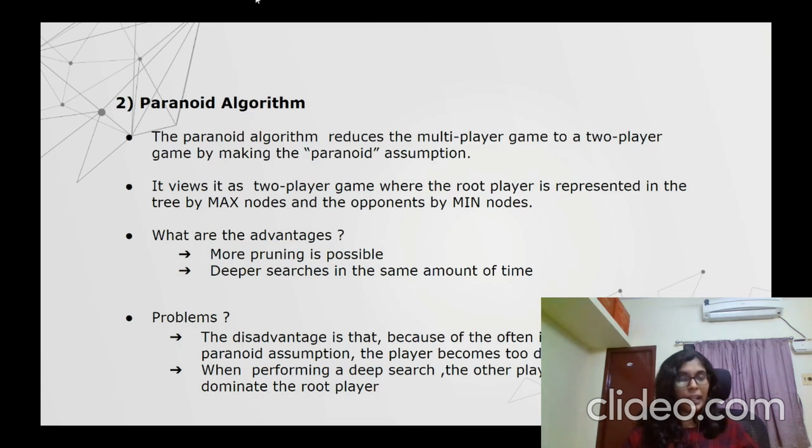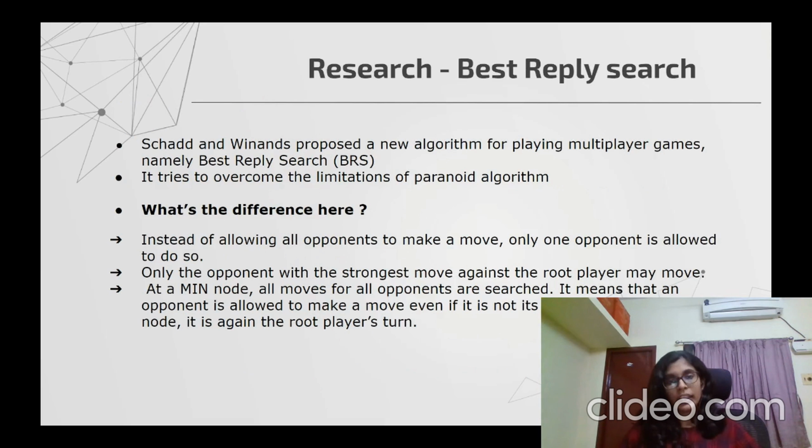So to overcome the combined limitations of Max-N and mainly the paranoid algorithm, researchers introduced a new algorithm called best reply search. It was introduced in 2011 by scientist Gordon Weinert. This mainly focuses on overcoming the limitation of paranoid. It is very similar to the paranoid algorithm, but there is a root difference. The difference is that instead of the traditional search methods where every player is allowed to make a move, resulting in large search trees, here only the opponent player with the strongest move against the root player is allowed to make a move.